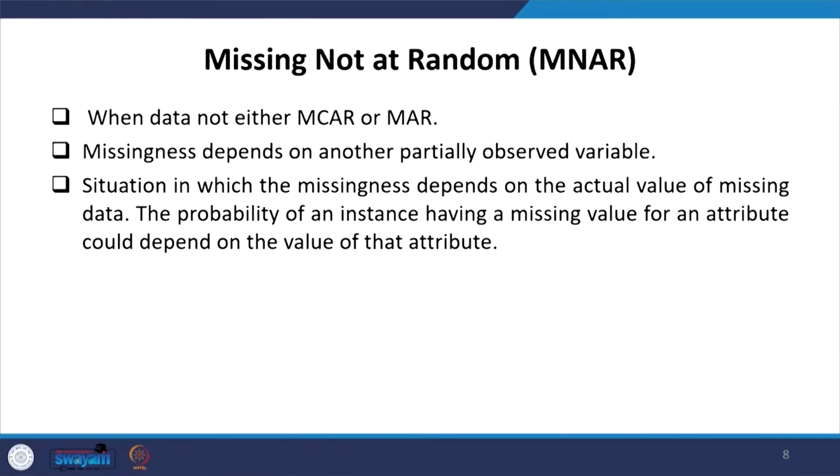The third type is missing not at random. When data is neither MCAR nor MAR, it is possible to have MNAR. Missingness depends on another partially observed variable. It is a situation in which the missingness depends on the actual value of the missing data. The probability of an instance having a missing value for an attribute could depend on the value of that attribute.